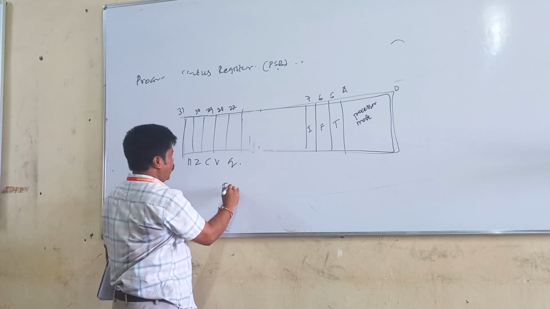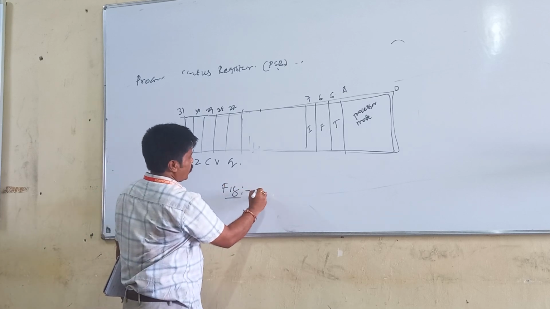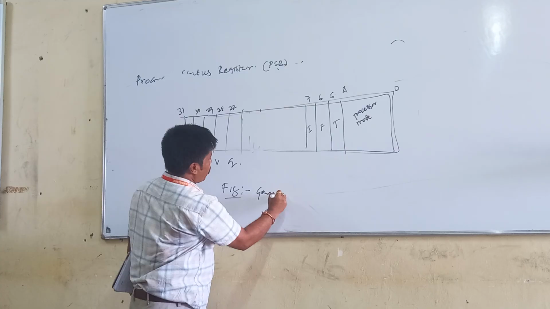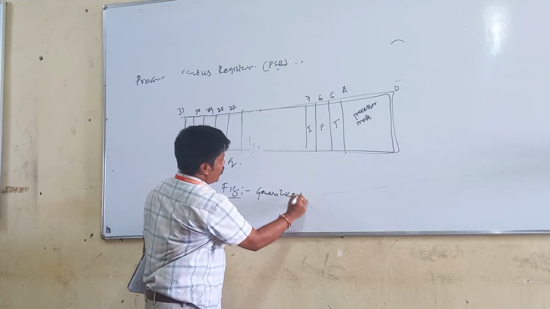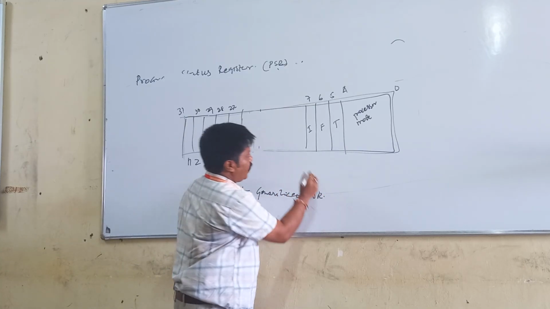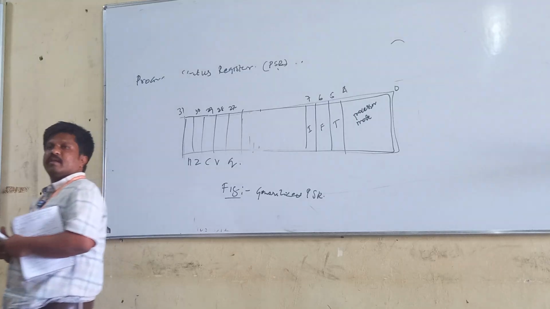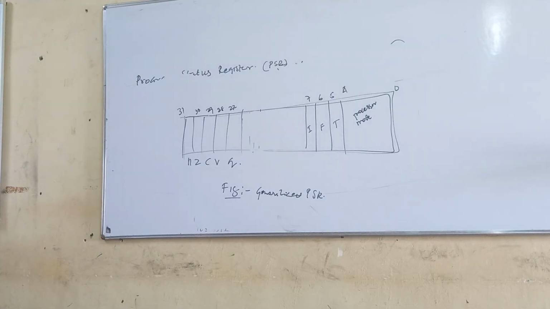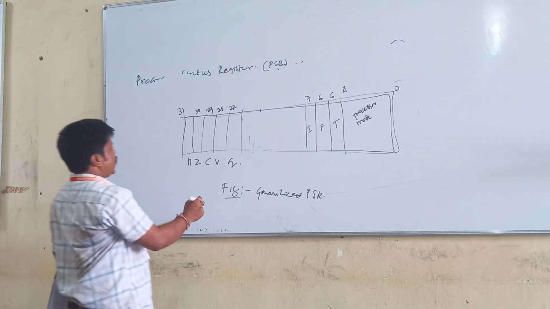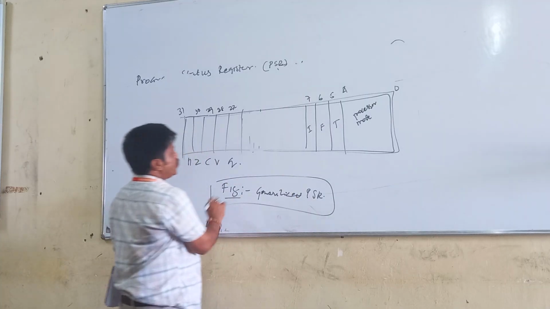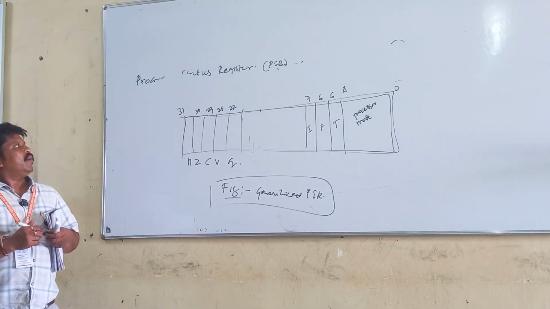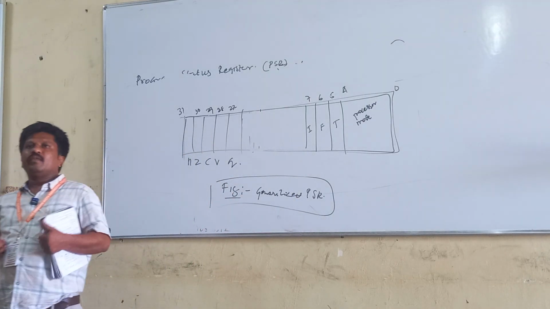This is the figure of the generalized PSR. This could be CPSR, current program status register, or SPSR, saved program status register. This should be the generalized one. You should write this figure also, just copy this one.